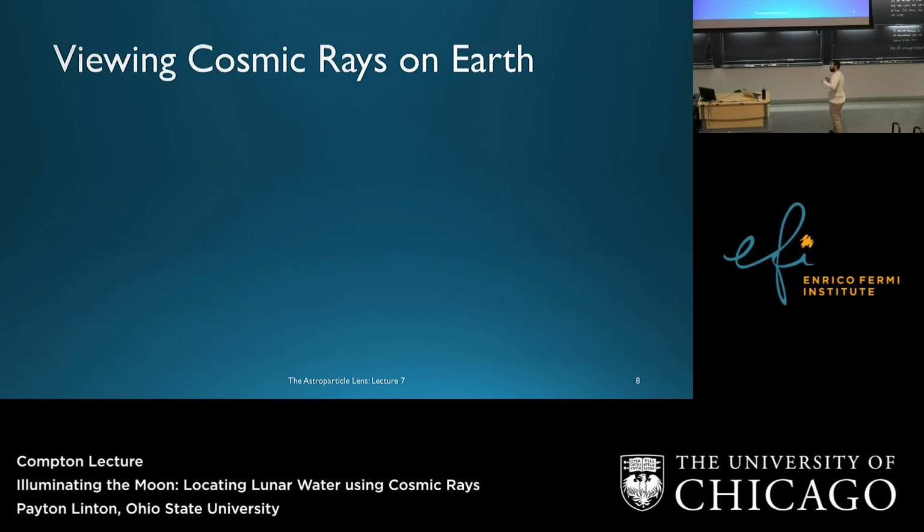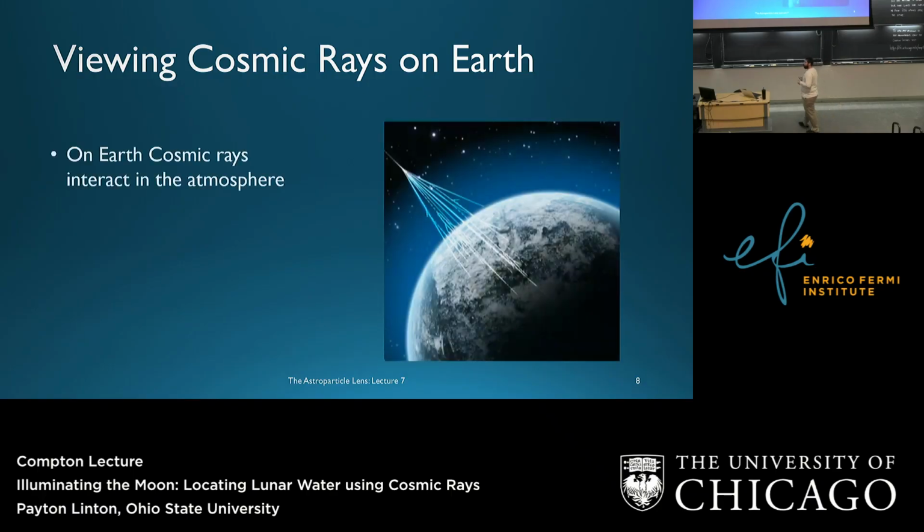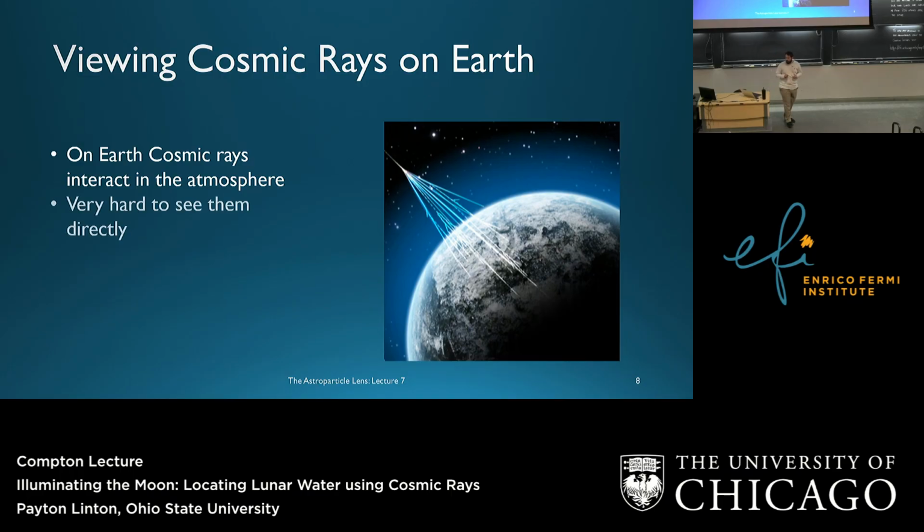And so we can talk about viewing cosmic rays from Earth. As I stated, because we have an atmosphere, these cosmic rays interact in the atmosphere, producing a shower. And this makes them extremely hard to directly see, right? Because we're never seeing the cosmic ray itself at the surface. We're seeing byproducts of it. And so if we want to see the cosmic rays directly, we have to fly balloons or satellites and go high up into the air in order to have an opportunity to see them.